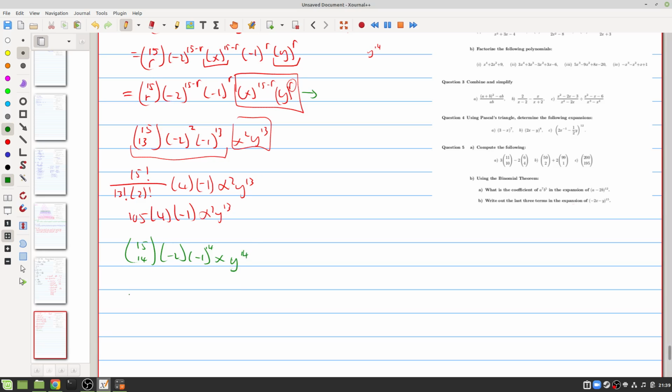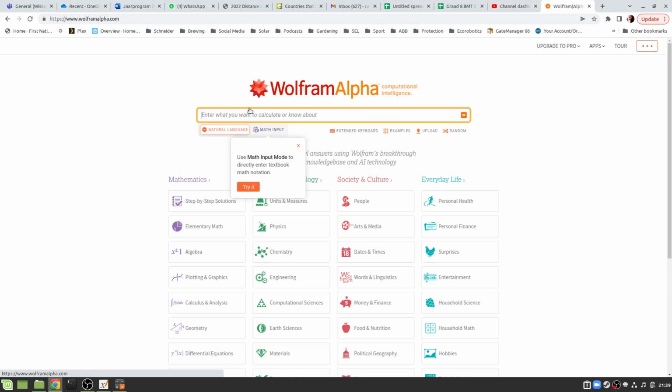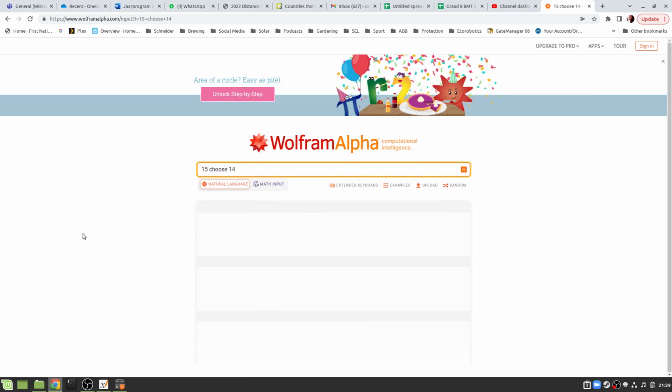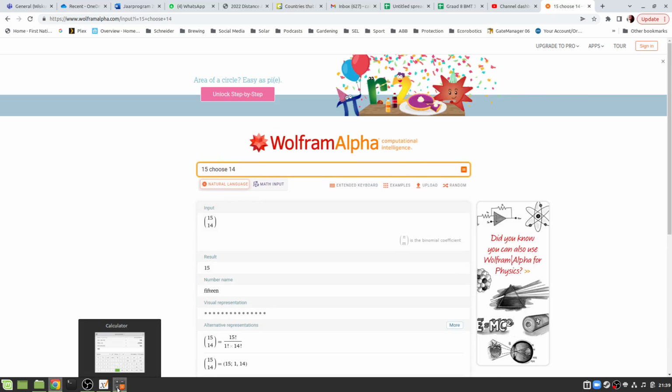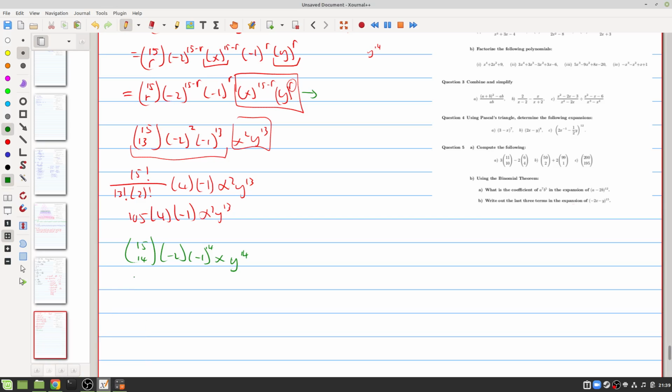Alright, so 15 choose 14. Let's just do this again. That is 15. Oh, interesting. Okay, so this is just 15, and then negative 2, and then negative 1 to the power 14 is positive 1, so that just cancels out. x y to the power 14, so that gives us negative 30 x y to the power 14. Okay, so that is our term 14.